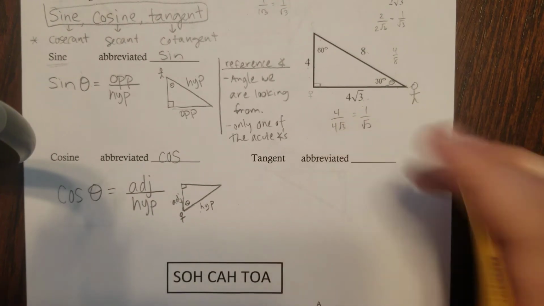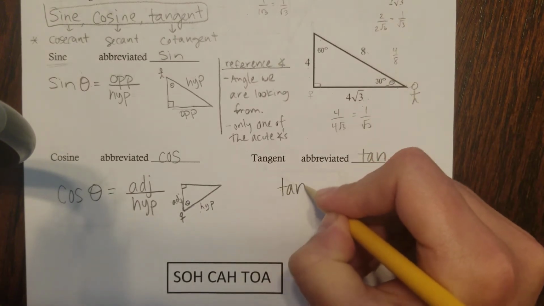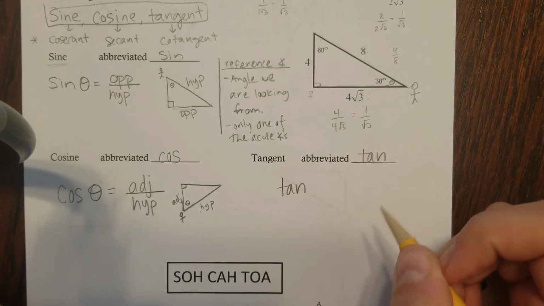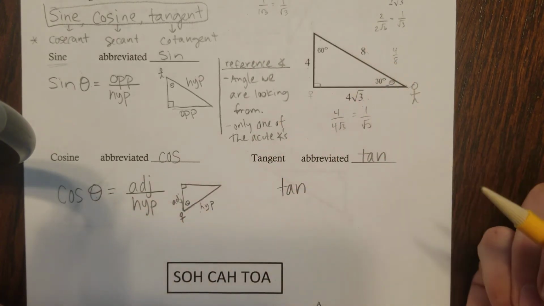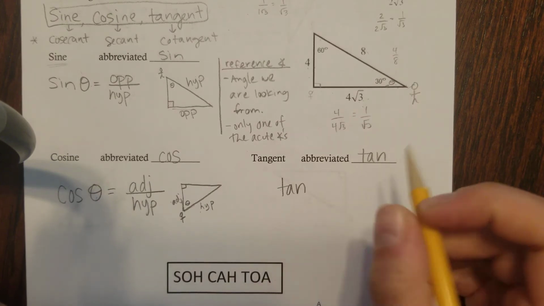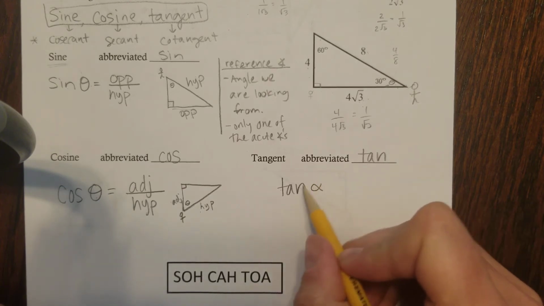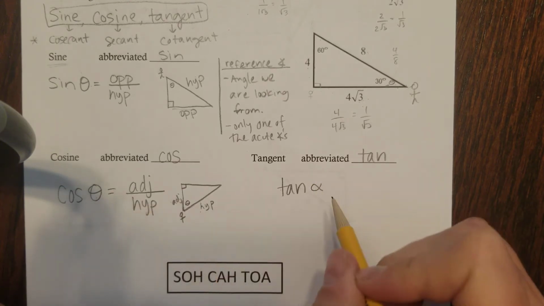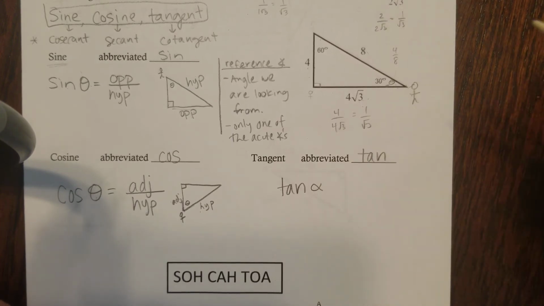All right, and then our last one is tangent, abbreviated TAN. So tangent. Now I'm going to pick a different Greek letter this time, just so you know that there's more than one Greek letter. I'm going to use alpha. So alpha is the first letter of the Greek alphabet, and it looks kind of like a little fish. Now you can use whatever you like here. You can actually use X's and Y's, but mathematicians for angle measurements do like to use those Greek letters.